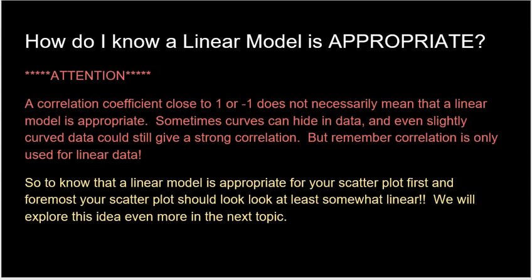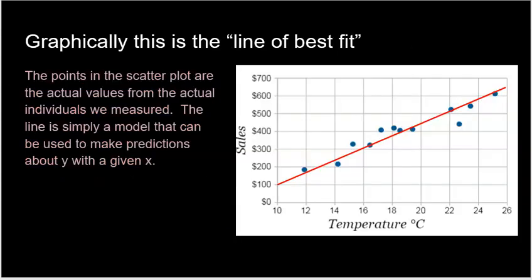So to know that a linear model is appropriate for your scatter plot, first and foremost, your scatter plot should look like it's at least somewhat linear. We will explore this idea even more in the next topic. But go back to this scatter plot right here. How do I know putting a line through my data is the appropriate model? Because it looks linear, right? I don't see a giant curve. If I saw a scatter plot that had a giant curve in it, I don't think it would be intelligent to try to put a line through data that is curved. That would be a stupid idea.